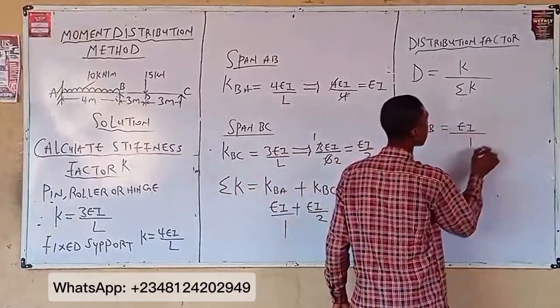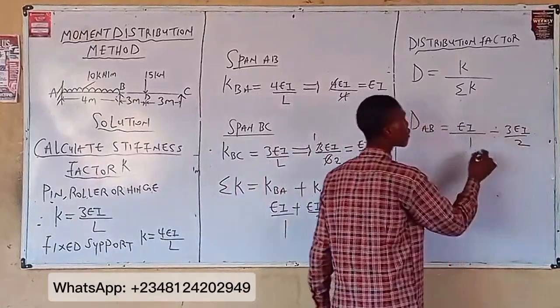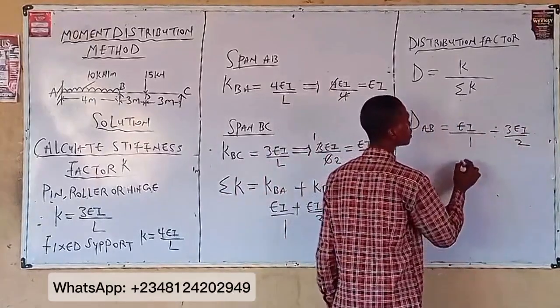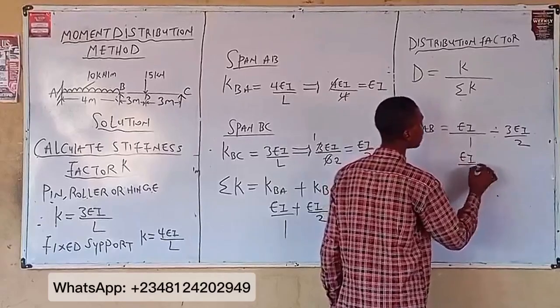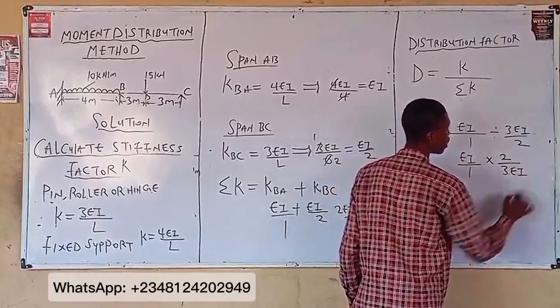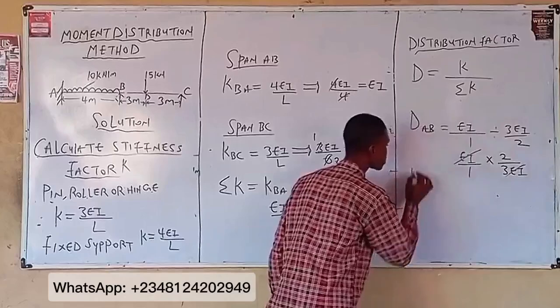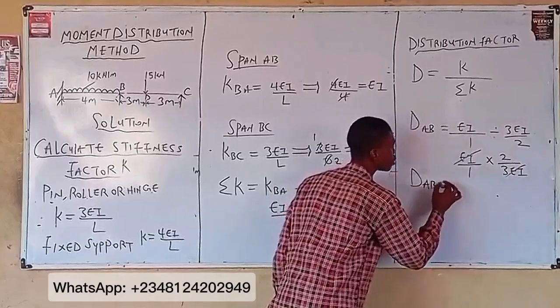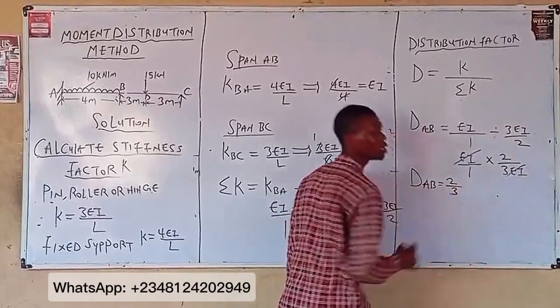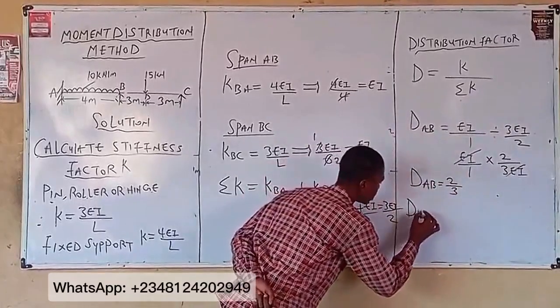3EI over 2, meaning EI over 1 divided by 3EI over 2. Of course, this division will change to multiplication, meaning I have EI over 1 multiplied by 2 over 3EI. Observe, EI cancels out, meaning that the distribution factor at AB is equal to 2 over 3.